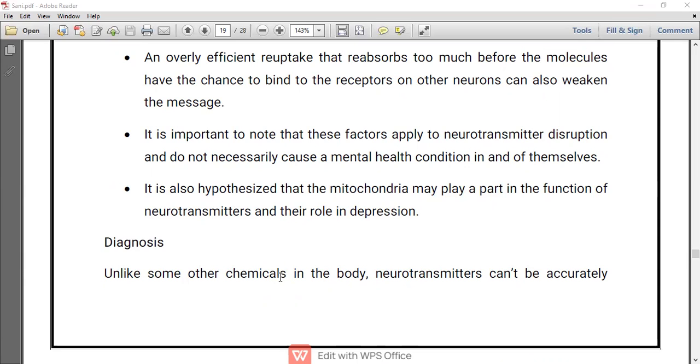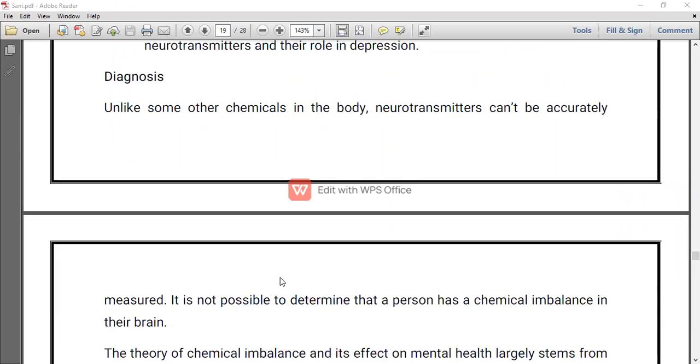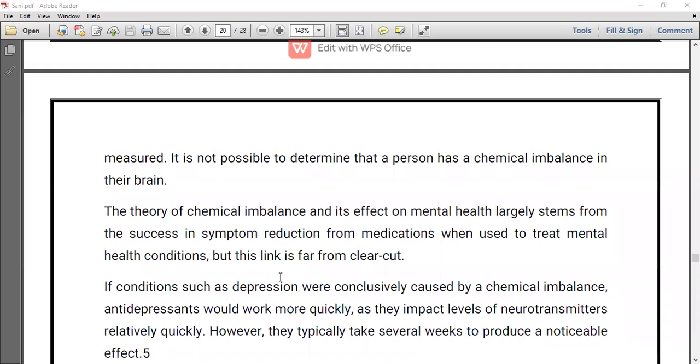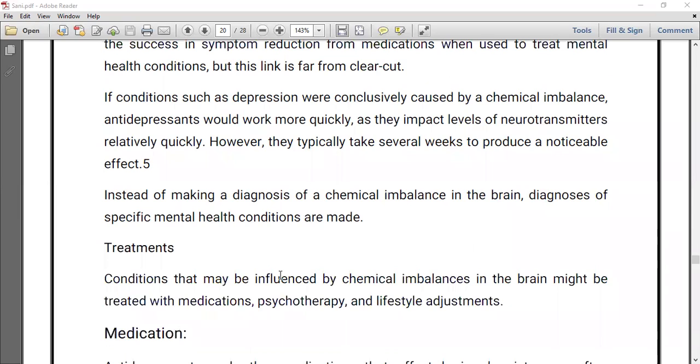It is also a hypothesis that the mitochondria may play a part in brain function and neurotransmitters in the role of the diagnosis. Unlike some other chemicals in the body, neurotransmitters cannot be accurately measured. It is not possible to determine that a person has a chemical imbalance in the brain. The theory of chemical imbalance and its effect on mental health largely stems from the success in symptom reduction from medication when used to treat mental health conditions. But this link is far from clear-cut. Instead of making a diagnosis of chemical imbalance in the brain, diagnoses of specific mental health conditions are made.